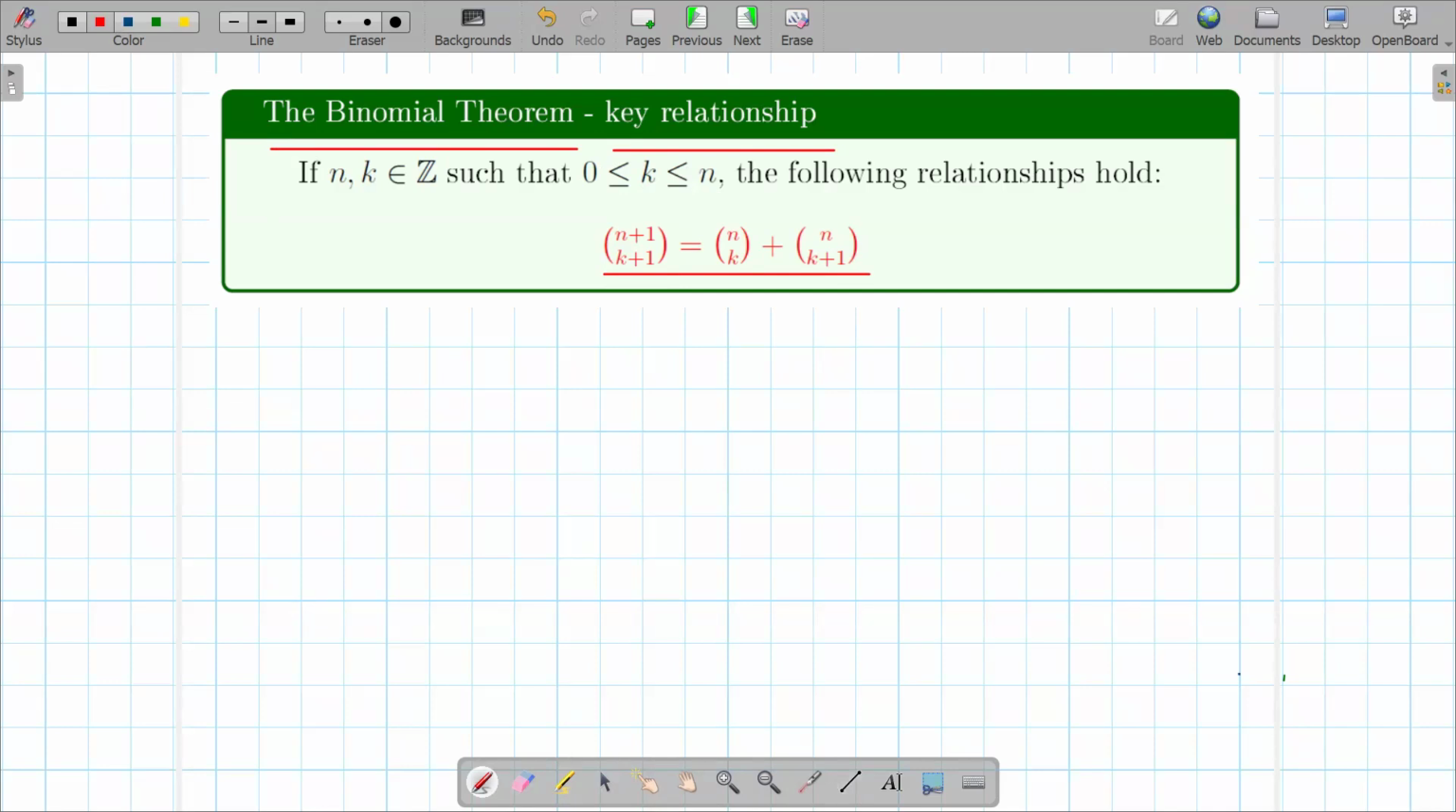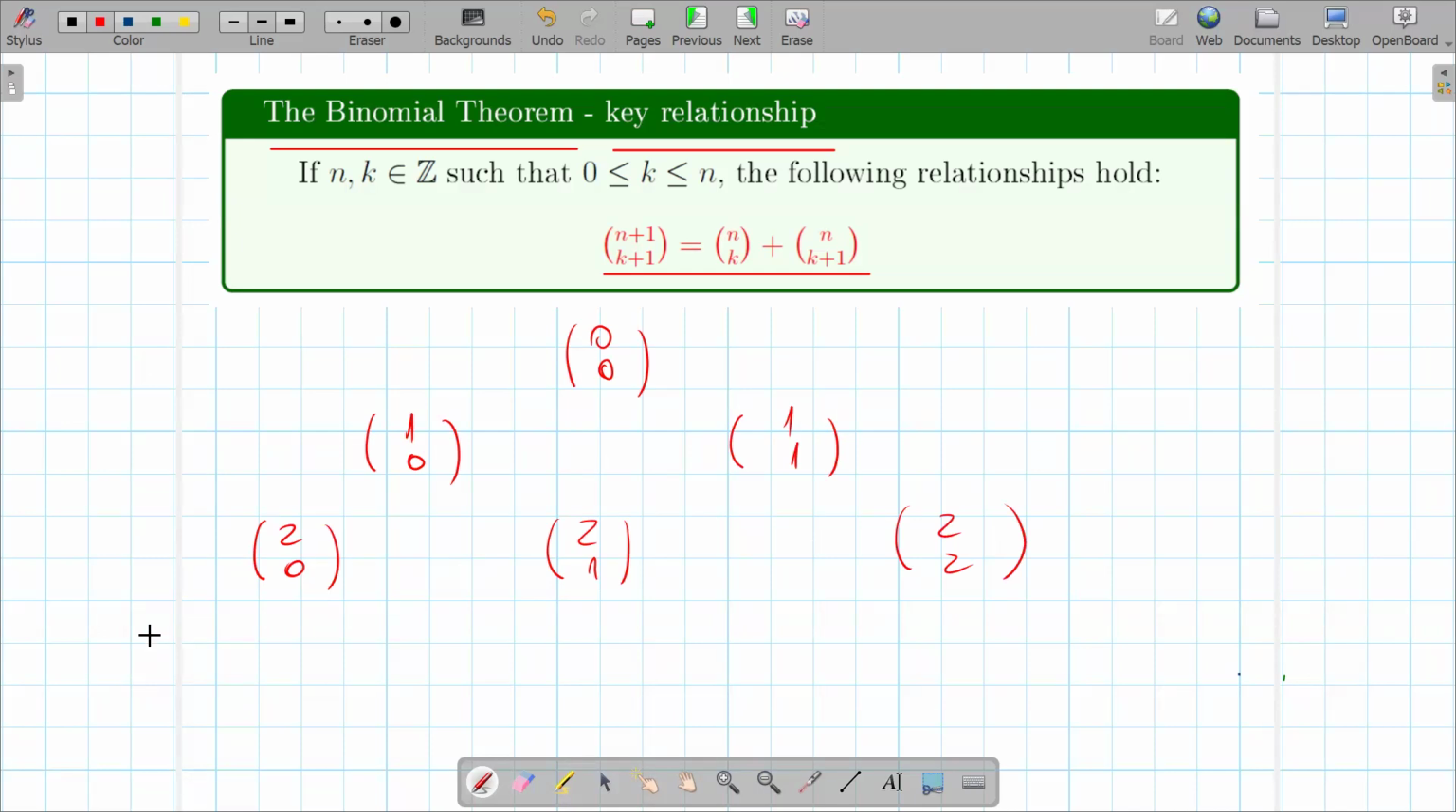So in order to do so, we are going to write a few of these binomial coefficients. Okay, I'm going to write them like so. Here's 0 choose 0. This would be 1 choose 0. This would be 1 choose 1. Here's 2 choose 0, 2 choose 1, 2 choose 2. And let's write one more row. Well, that would be 3 choose 0, 3 choose 1, 3 choose 2, 3 choose 3. All right.